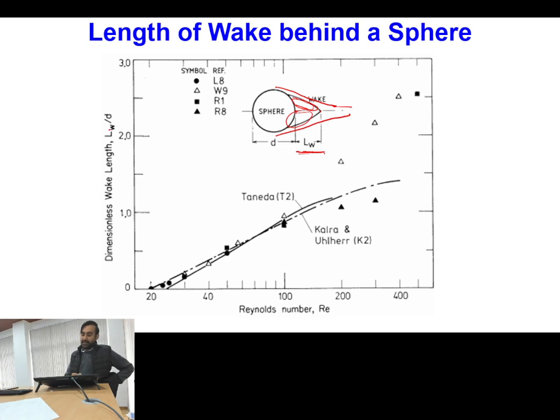So if length of the wake is non-dimensionalized with diameter of the sphere, then you can see how with Reynolds number it varies. So you can see with Reynolds number actually it is growing in size, and the minimum size corresponds to Reynolds number of 20. So it means Reynolds number of 20 is the point at which actually vortical structure first starts appearing near the rear point. So this is the point corresponding to onset of flow separation. Is this point clear?